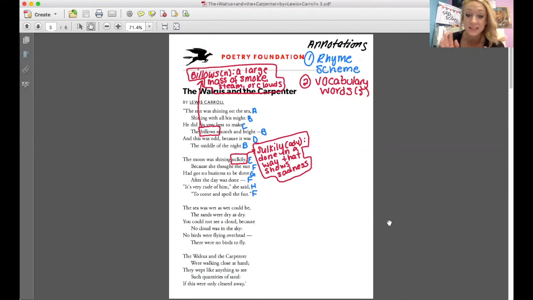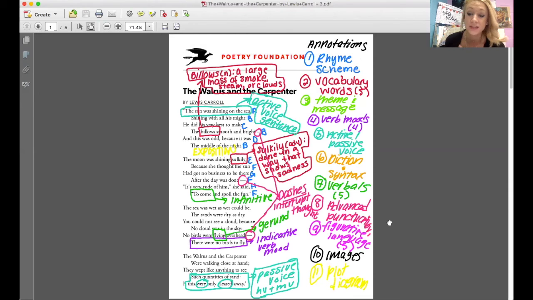Okay, so this is what yours should end up looking like. You still have all today and tomorrow to work on this. This is a 4-day project because I understand this is a lot of work, but it's a summative assessment. It's a summative review. We're reviewing all of the skills that we've learned, and we're practicing a reading strategy of annotation.